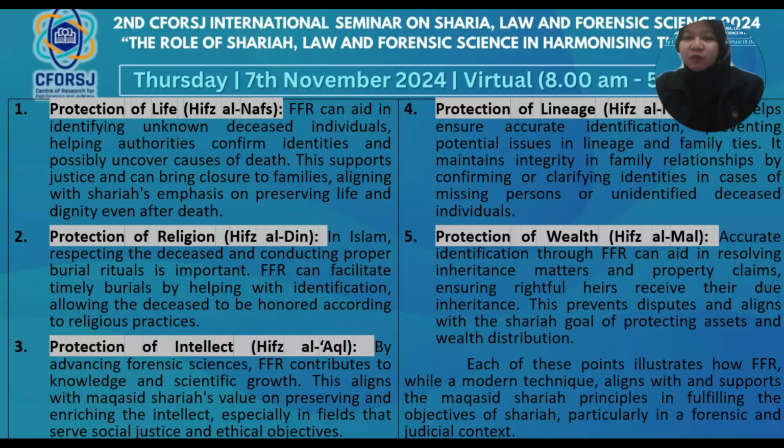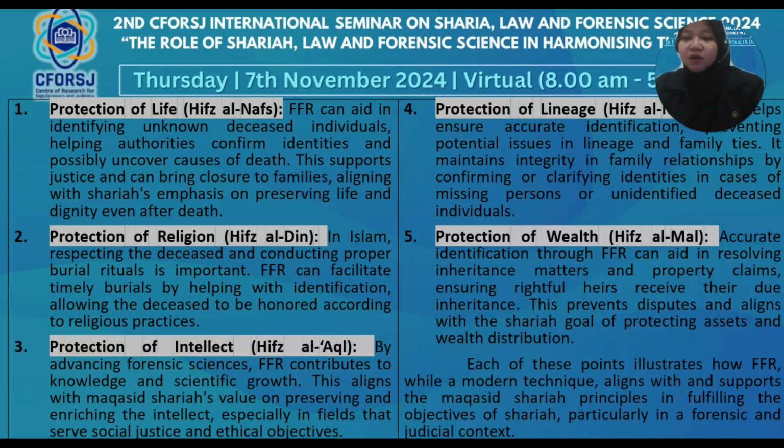Number 5, protection of wealth, Hifz al-Mal. Accurate identification through FFR can aid in resolving inheritance matters and property claims, ensuring rightful heirs receive their due inheritance, to prevent dispute and aligns with the Sharia goal of protecting assets and wealth distribution.